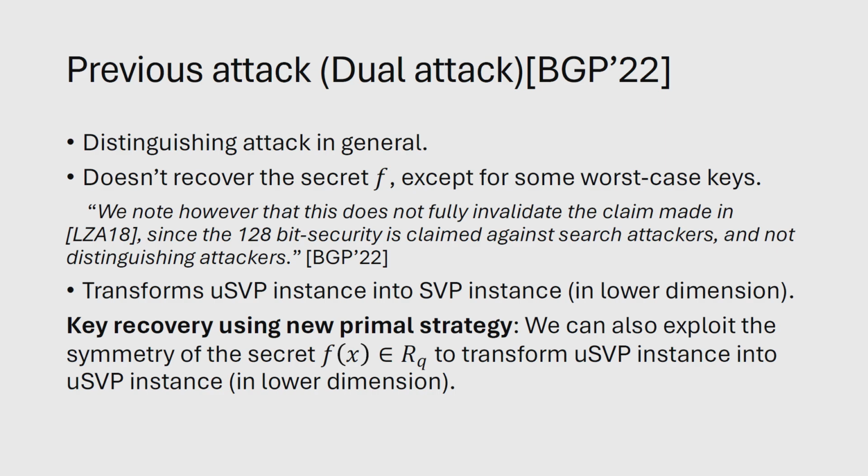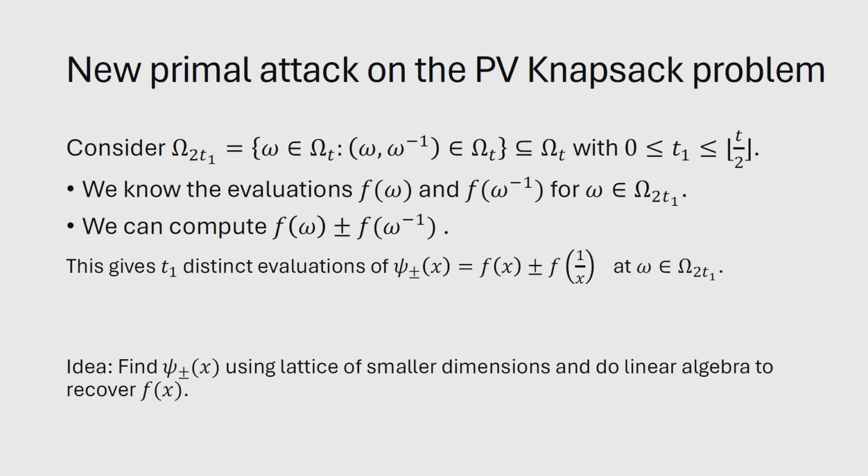over the symmetries. So what we observed is that instead of exploiting the symmetry of the ideal, we can also exploit the symmetries of the ring element to transform this problem into a new unique SVP problem in lower dimensions. And then we do a lattice reduction step to recover this unusually short vector. Okay, how to start? So we also consider this capital omega 2 T1, which is the largest subset of capital omega T that remains invariant under the transformation of inverses.